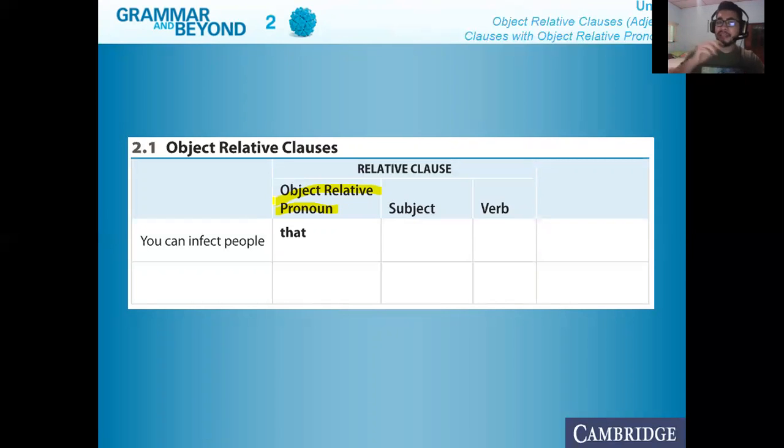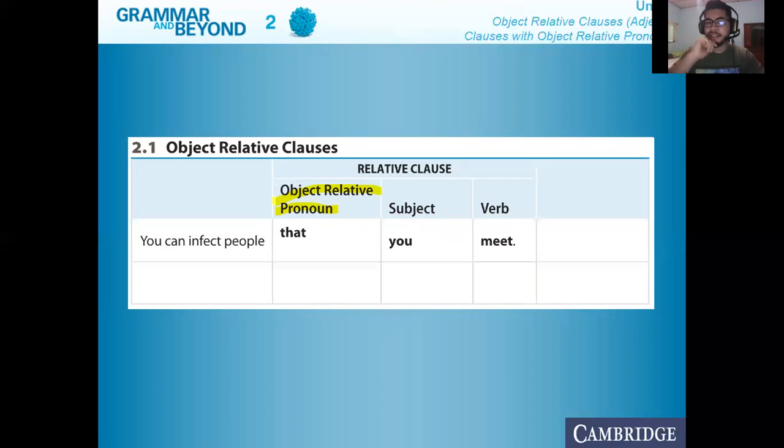So basically, think of object relative pronouns as the glue that is joining the two ideas together. For example, you can infect people that you may, I don't know, I didn't make these examples, but this is really fitting for the situation that we are living right now. Maybe it's a coincidence, I don't know. But what you see over here is that you can infect people that you meet.